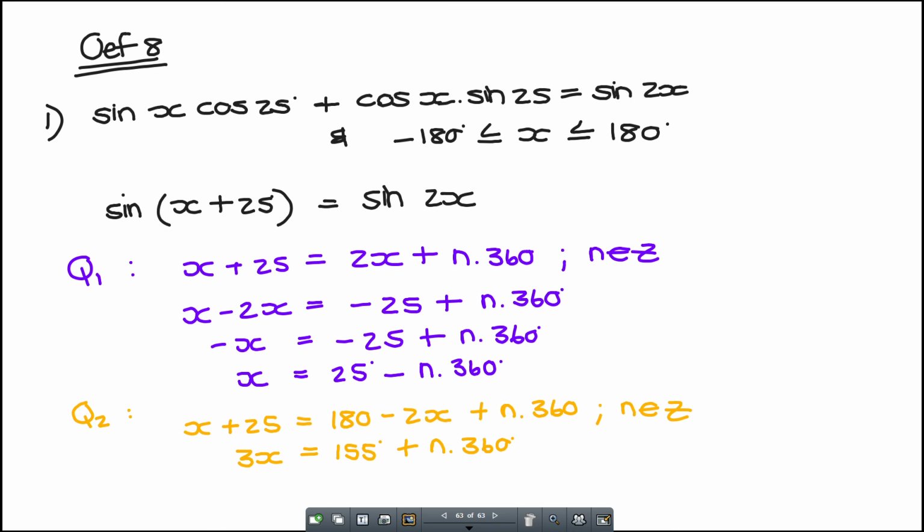And now I can divide by 3. Nee, omdat daar mos nou voor die x 'n 3 staan. So x is dan 51,67 plus n times, en onthou dit moet ook gedeel word, so n times 120. Is julle reg? You guys good? Any questions? But remember, we were only able to do this because it was sine and sine. Nee? Is julle reg?